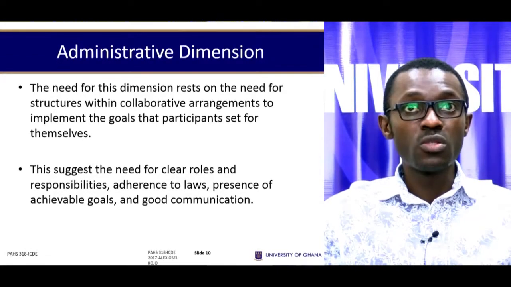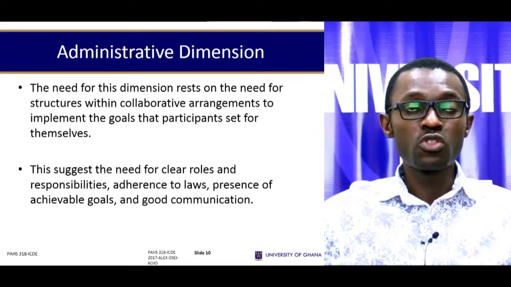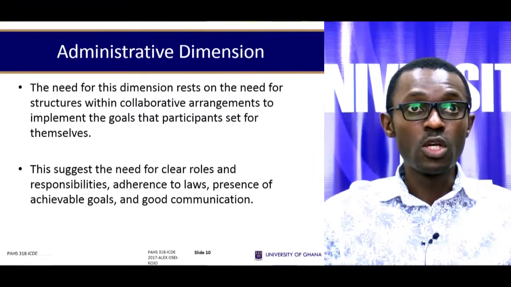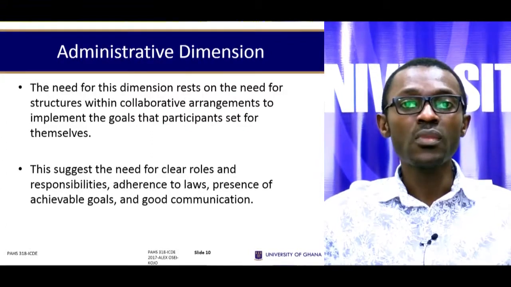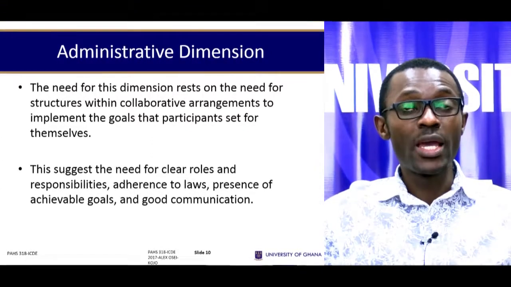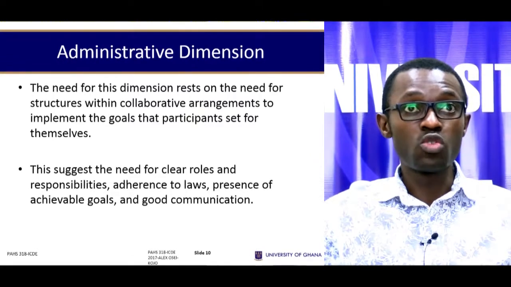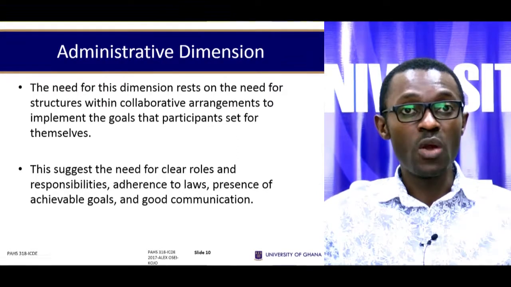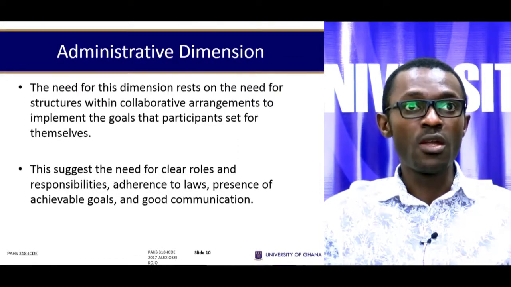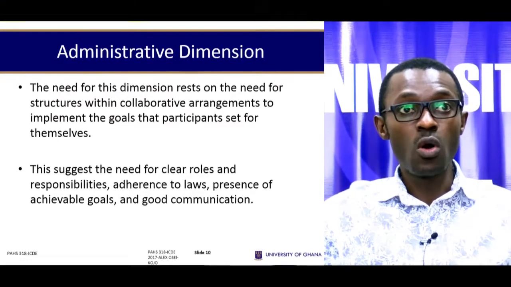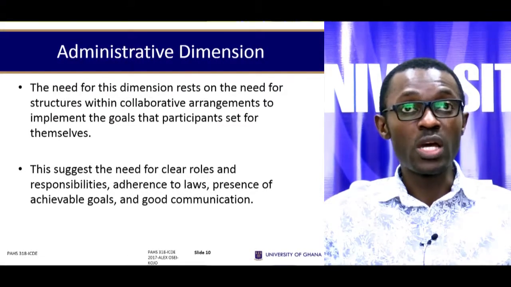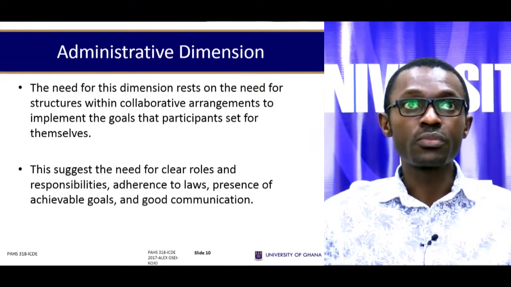The administrative dimension. The need for this dimension rests on the need for structures within collaborative arrangements to implement the goals that participants set for themselves. Therefore, it is not just enough to come together. It is not enough to create rules. It is important for relevant structures to be created so that the goals that they set for themselves in such an arrangement can be achieved. This suggests the need for clear roles and responsibilities, obedience to laws, presence of achievable goals, as well as effective communication.